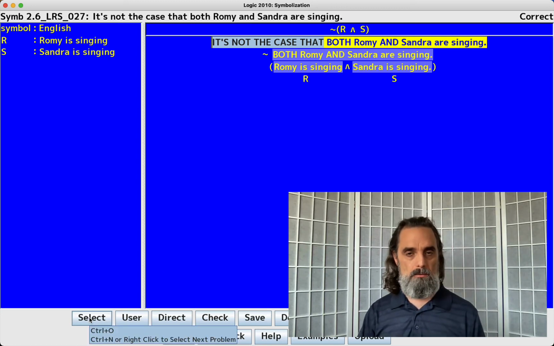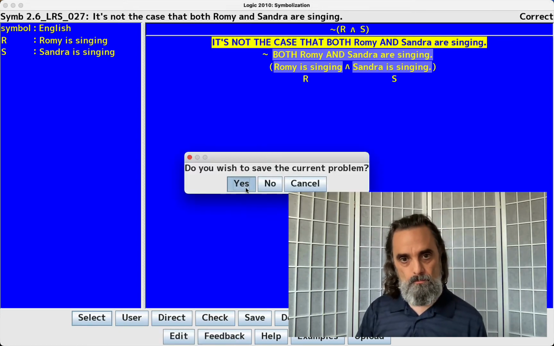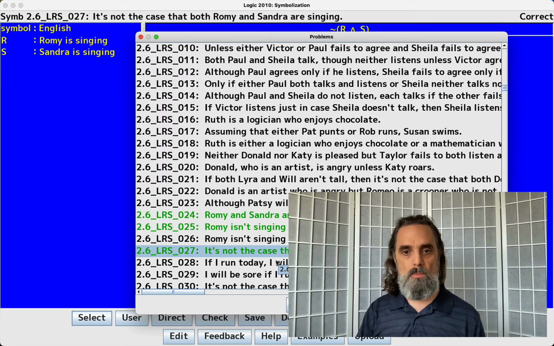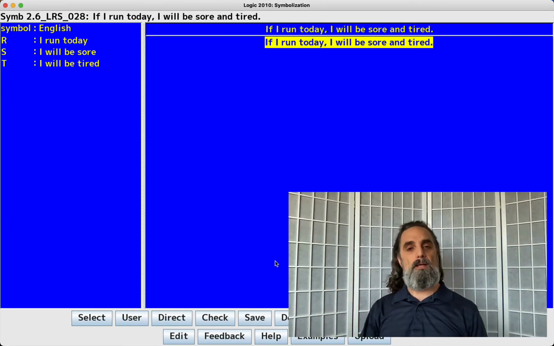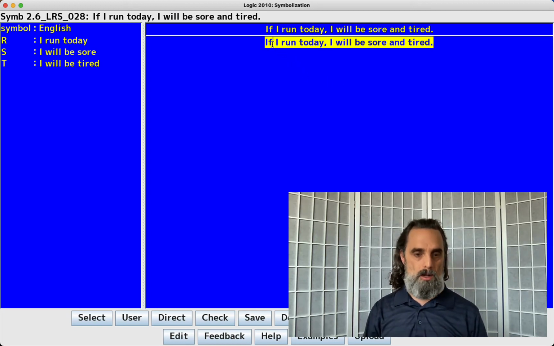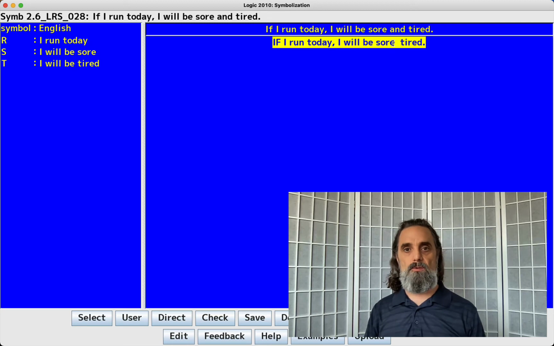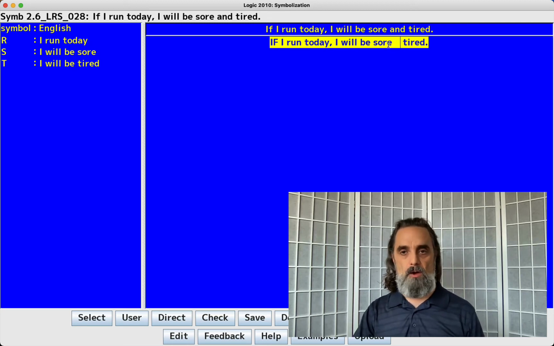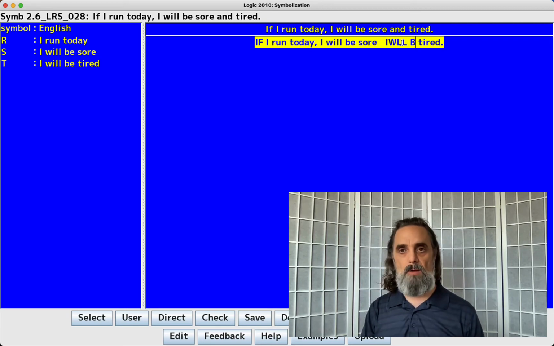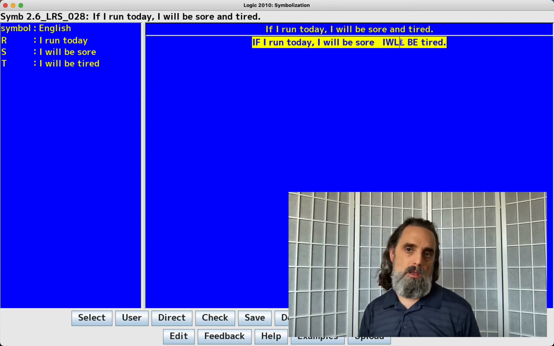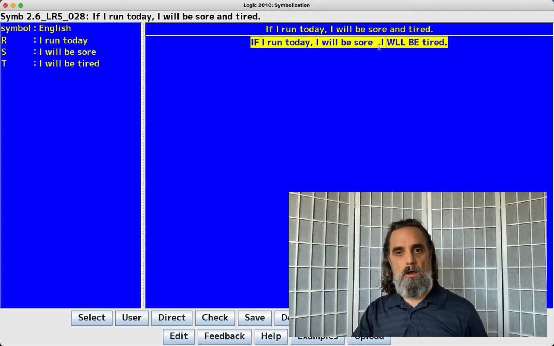Let's look at two more. If I run today, I will be sore and tired. Okay, so we've got if and we've got and. We have to decide which is the main connective. If we delete this and, we're left with if I run today, I will be sore. And then tired, and it really would be I will be, right? And so you might think, okay, yeah, if we delete the and, then actually that's okay, right?